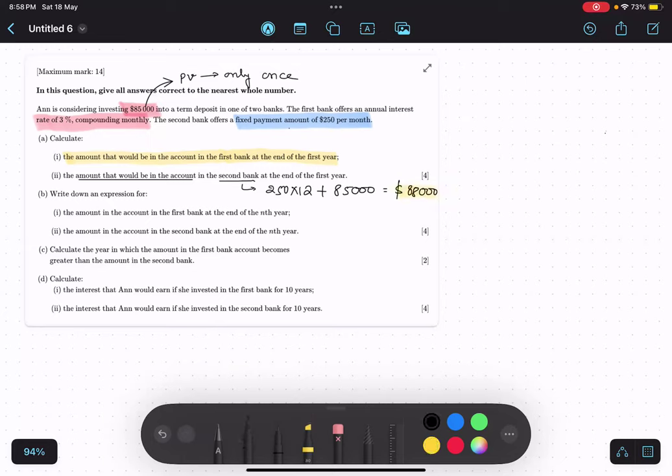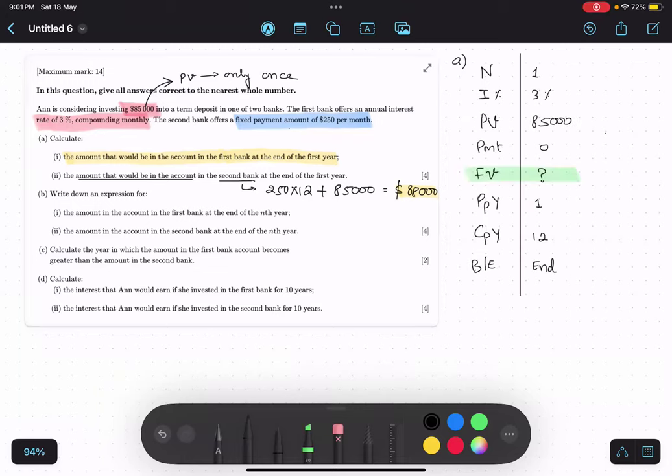Now for the first part, I need to make the table and try to fill it. Time period is 1 year, interest 3%. PPY is one because we are making one payment. CPY means how many times compounding is happening in a year. Compounding is happening monthly, so it is 12. They are asking at the end of the year, so the answer we get is 87,585. That's the first answer. You got 4 marks for these two things.